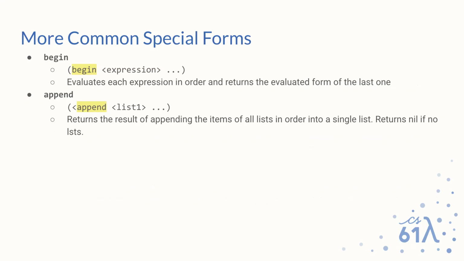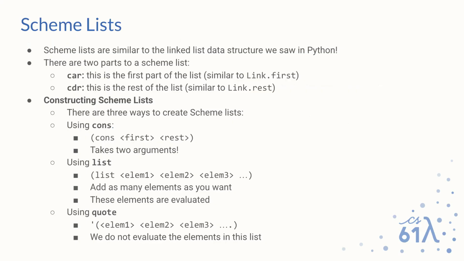So then another common form is begin, which in this case you're going to be taking in an expression and you're just going to be evaluating it, and you're going to be returning whatever was the last evaluated value. And then append, you're going to be taking in multiple scheme lists, and you're going to be returning the results of adding all the lists into a single list. And if no lists are passed in, it would just return them. And that's about it. I'm going to be handing it over for scheme lists.